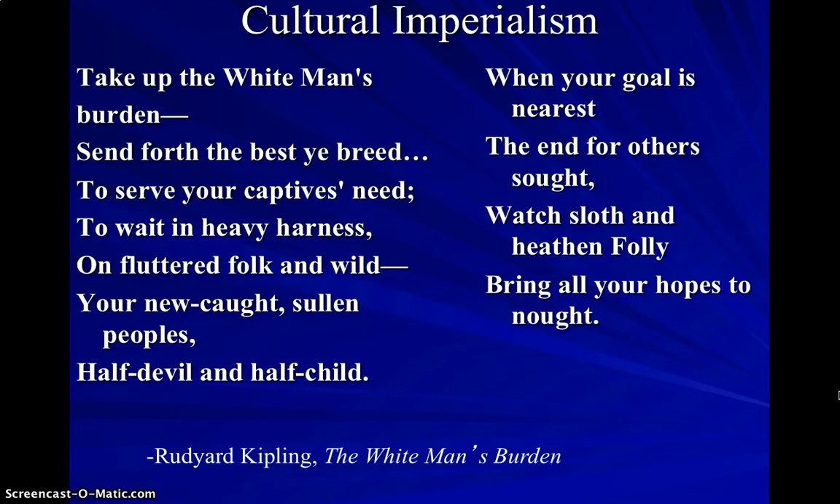So when you look at this text here, just this one excerpt from the text, the idea here is to see how this reflects European ideals of imperialism and superiority. So notice how the poem says, take up the white man's burden, send forth the best ye breed, to serve your captives' needs, to wait in heavy harness, on fluttered folk and wild, your new-caught sullen peoples, half devil, half child. When your goal is nearest, the end for others sought, watch sloth and heathen folly, bring all your hopes to naught.